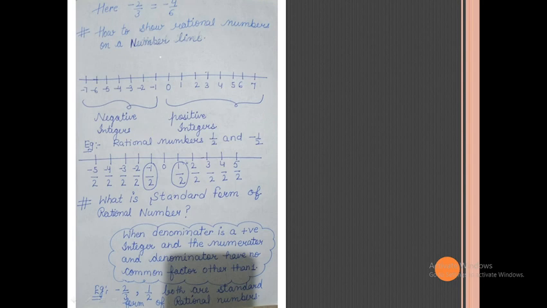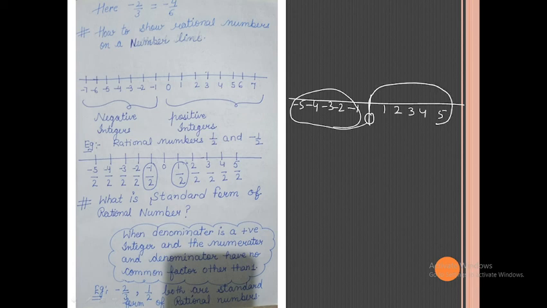How to show rational numbers on number lines? This is a number line. Here the center is 0, and on the left side of 0 are negative numbers: minus 1, minus 2, minus 3, minus 4, minus 5, and on the right of 0 are positive numbers 1, 2, 3, 4. Before 0 this portion is called negative integers, and from 0 to the right side this portion is called positive integers.